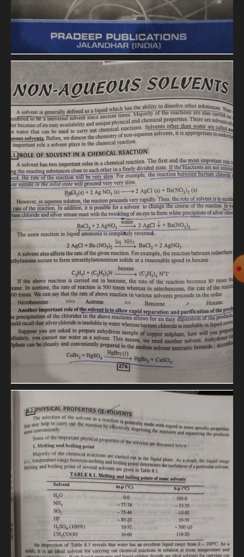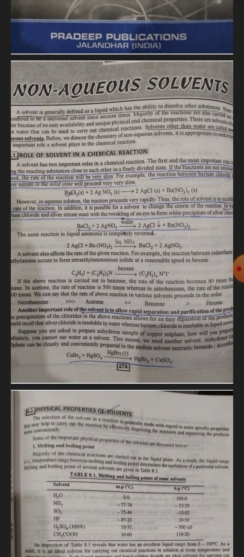In addition, it is possible for a solvent to change the course of the reaction. In water, barium chloride and silver nitrate react in the twinkling of an eye to form a white precipitate of silver chloride. The same reaction in liquid ammonia is completely reversed. A solvent also affects the rate of a given reaction.